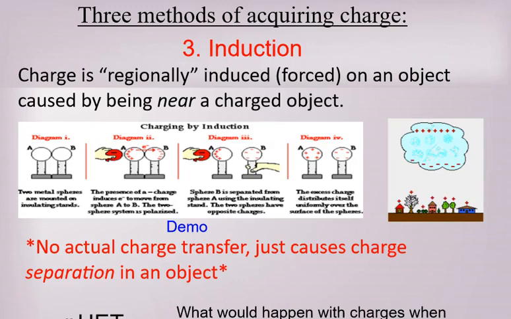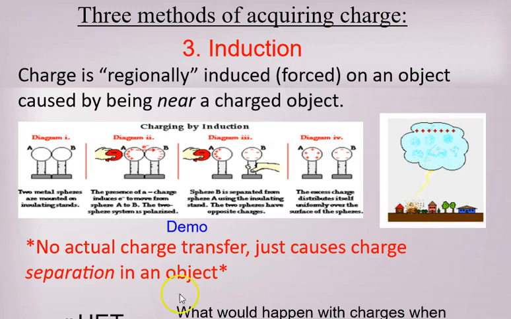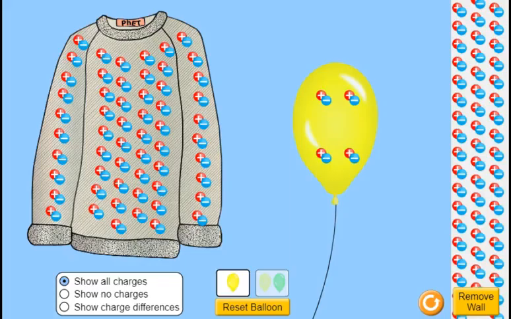The third way for us to move charge around is not contact, but rather something known as induction. Induction is a way to regionally charge an object by having a charged object near that object. I'm going to show you an example of both friction and induction.